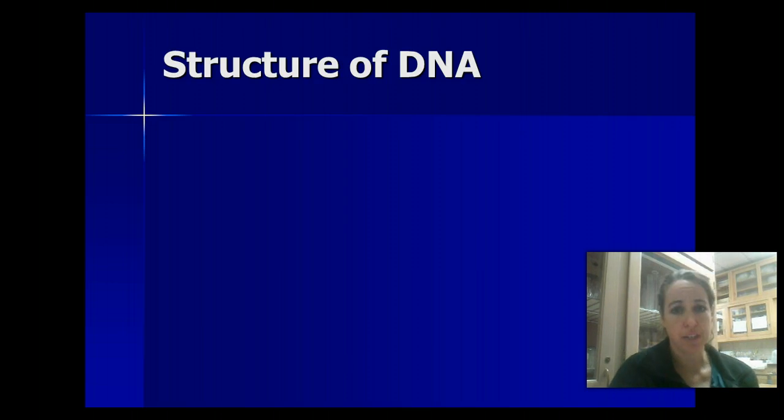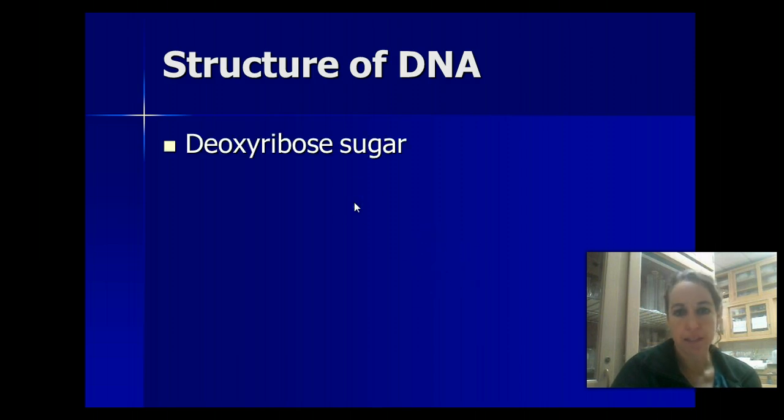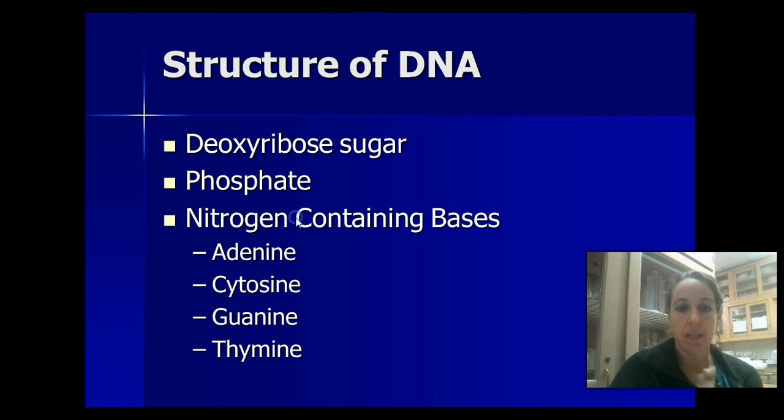We've already done DNA structure. We did it back with organic molecules. We talked about the structure of DNA, but I just want to review it and make sure that we remember everything. So remember that they're made up of nucleotides. And a nucleotide consists of three things: a deoxyribose sugar, a phosphate, and then four bases. And the bases again are adenine, cytosine, guanine, and thymine.